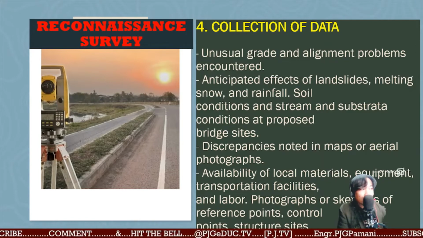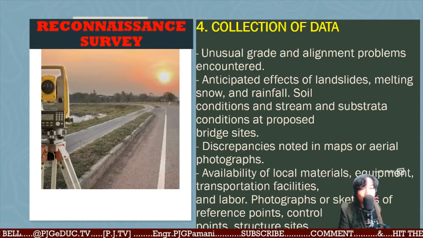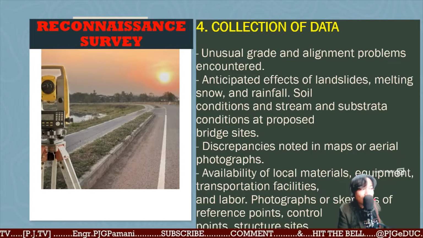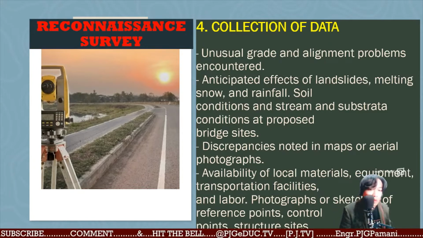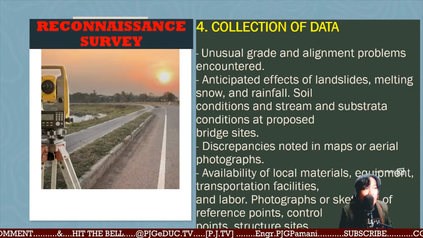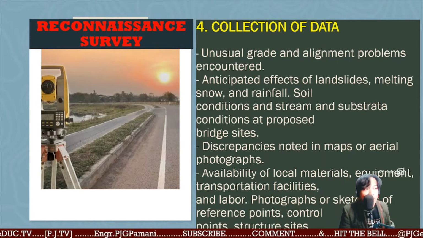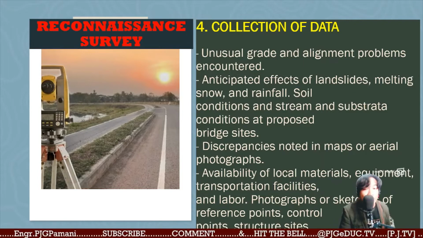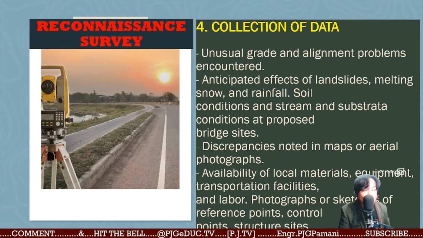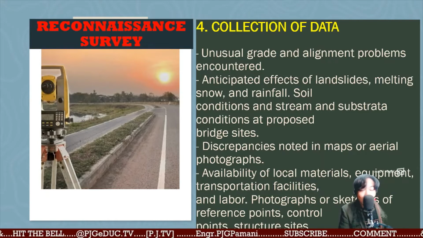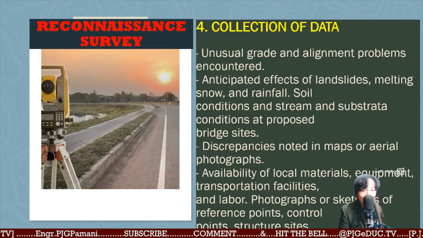Then discrepancies noted in maps and aerial photographs, which is in terms of your topographic mapping. Availability of local materials, equipment, transportation, and facilities. How do we transport the equipment needed during construction processes? How do we travel heavy equipment loads, heavy equipments whenever we are going to decide to build up a road on that specific location? And materials as well, of course, as well as your labor, photographs or sketches of the reference points, control points, structures, and site.